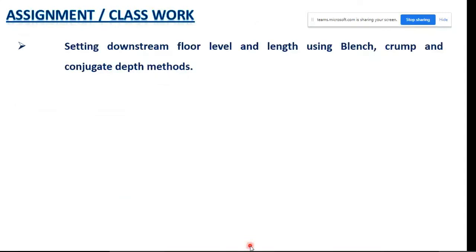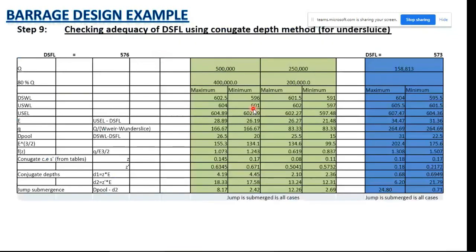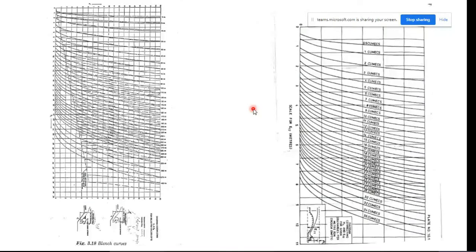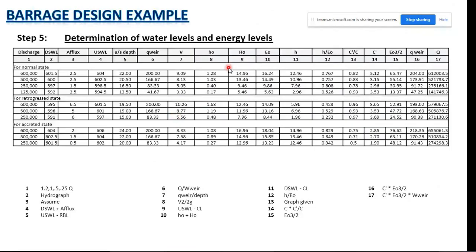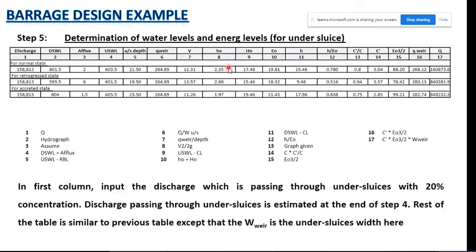This will be your assignment related to today's part of your class. You have to set the downstream flow level and length using the Blanch, Crumbs, and Conjugate depth methods, the three methods which I have discussed in the class today. You have to do these methods manually. The table in step 5 for main weir and undersluice can be prepared in an Excel worksheet. The rest of the steps are to be done manually.